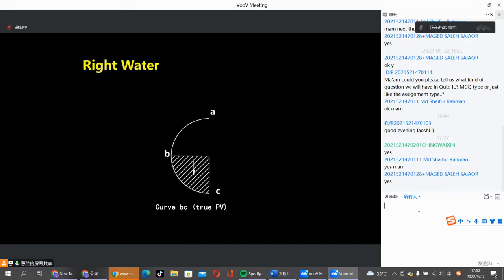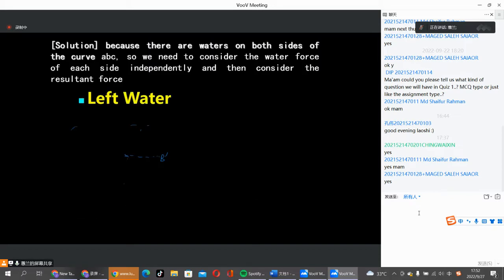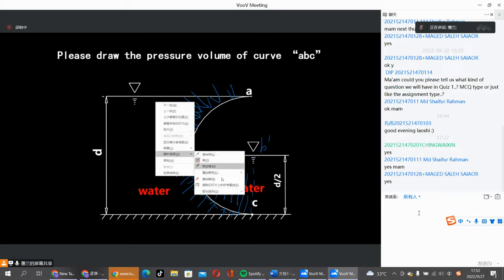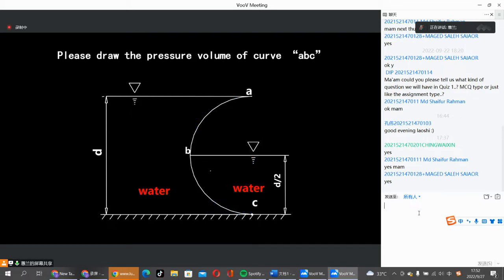How about the horizontal force? Can you calculate the horizontal force on curve ABC?